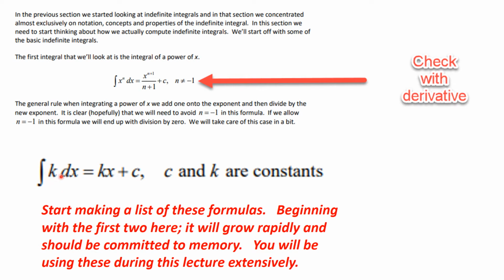A special case of this formula is when we integrate a constant with respect to x. Now, you can pull the constant through the integral. I told you I would say that 10 times out of 10, so I should do it now. And then what I'm left with is 1 dx. But 1 is the same thing as x to the 0, and so I add 1 to the exponent and divide by the new exponent, and I get x. So this integral, where k is a constant, is kx plus c. Now you want to start making a list of these formulas, beginning with the first two here. The list will grow rapidly and should be committed to memory, and we're going to be using those extensively throughout the balance of the course beginning today.